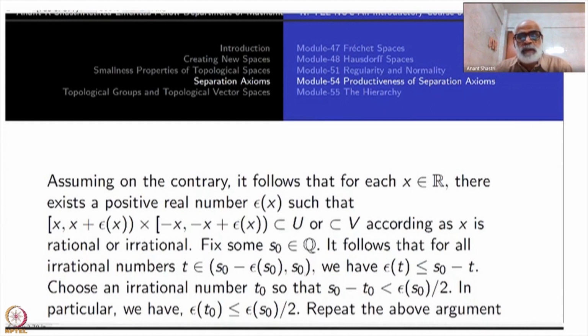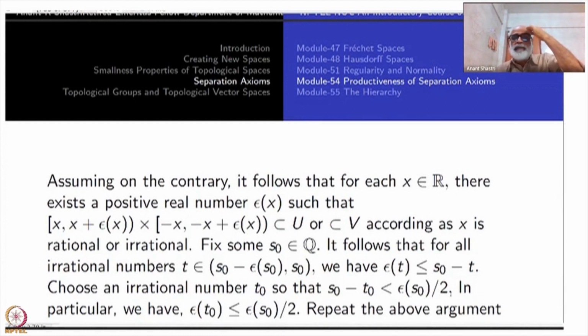The y coordinate of S naught is this one, but the x coordinate is slightly smaller. Okay, actually I should take this one to be minus S naught, because I am interested in the points on that anti-diagonal. Irrational numbers T belonging to this open set. This part is okay. This is just S naught here. We have epsilon T, the corresponding epsilon T must be less than epsilon S naught by 2.